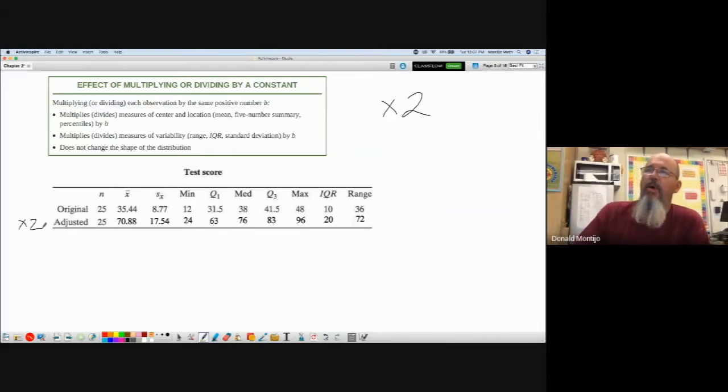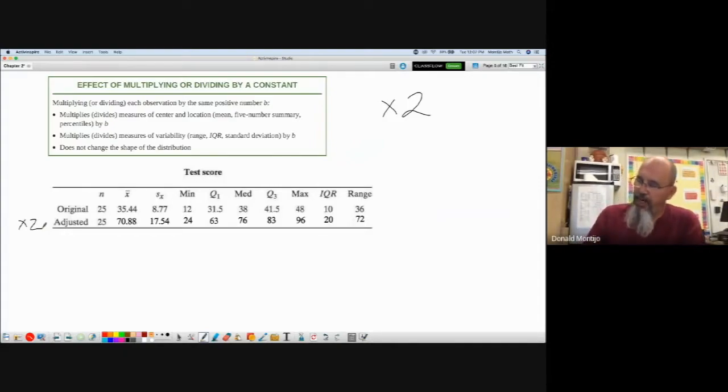This is an easy one. So if we multiply the measure of center, if we multiply everybody's score by a constant, in this case, we're doubling everybody's score, so the constant we're multiplying by is 2. If we multiply everybody's score by 2, then all of our important measures would also be multiplied by 2.